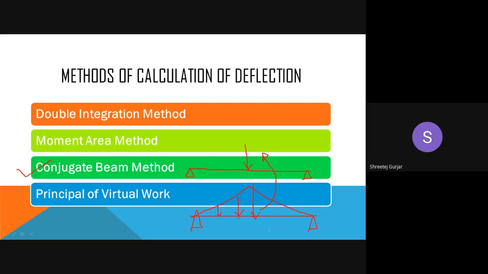From this beam, you convert it to this beam. You draw your bending moment diagram and then consider that as a loading on your current beam. Then you find out your reactions and then you find out your moment. Reactions give you theta, and moment gives you delta, that is your deflection. So this is the general idea of how you find your deflection and your slope in the conjugate beam method. Try to recall what you have studied in your previous semesters.